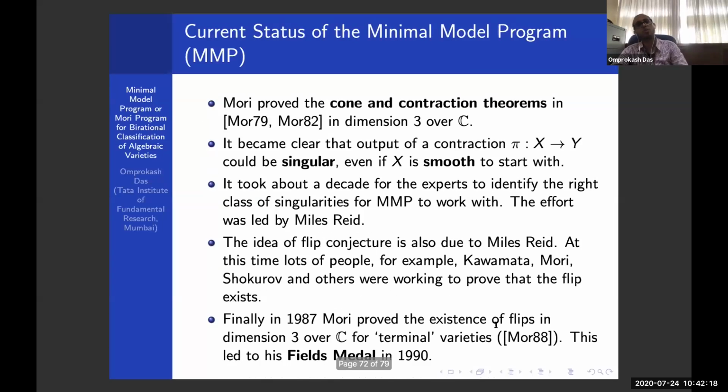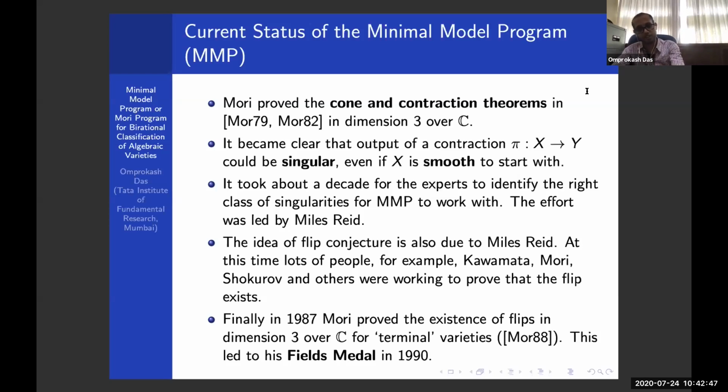Are the conjectures true? The first one, the existence of flips, was proved in dimension 3 in 1988 by Mori, which led to his Fields Medal in a later year. In higher dimensions, people tried for another 20 years to prove it for dimension 4, without much success. It is actually a very interesting history.